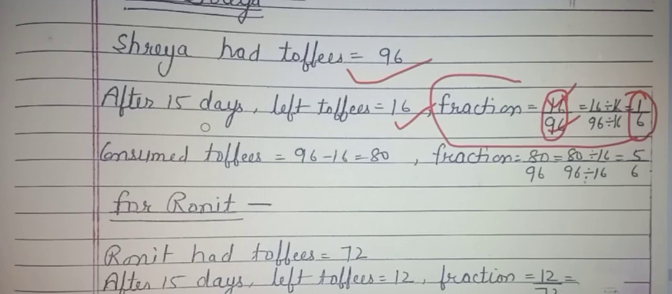We will find the fraction for consumed toffees. As total toffees with Shreya are 96, she consumed 80 toffees. How? Total toffees minus left toffees will give us the consumed toffees. Now we will find the fraction for consumed toffees, that is 80 upon 96, means consumed toffees upon total toffees. After that we will just reduce it into lowest form, means the HCF of 80 and 96 will be 16. So after dividing it by 16, we get 5 upon 6. So 5 upon 6 is the fraction for the consumed toffees by Shreya.